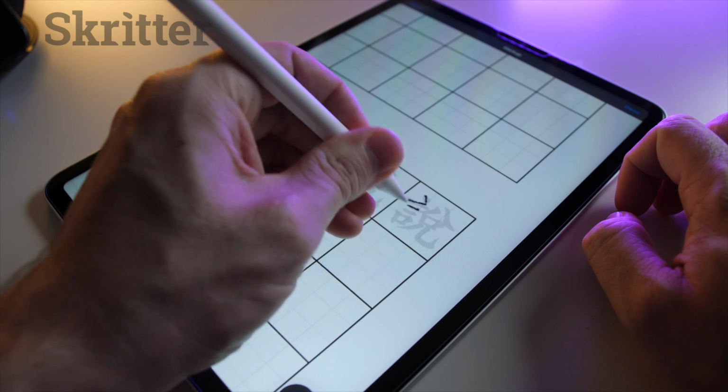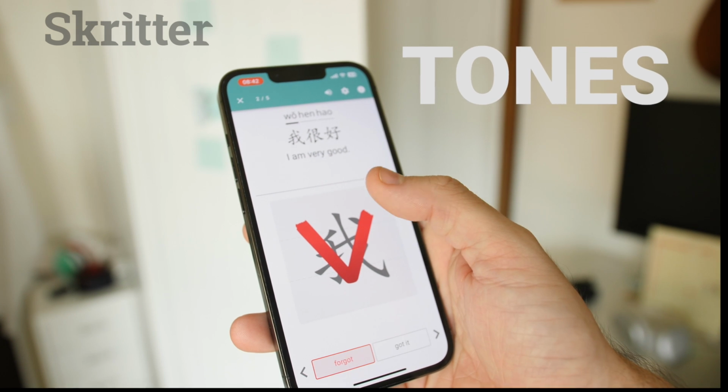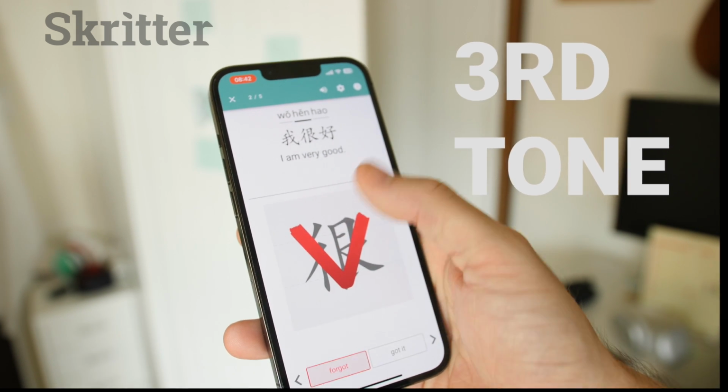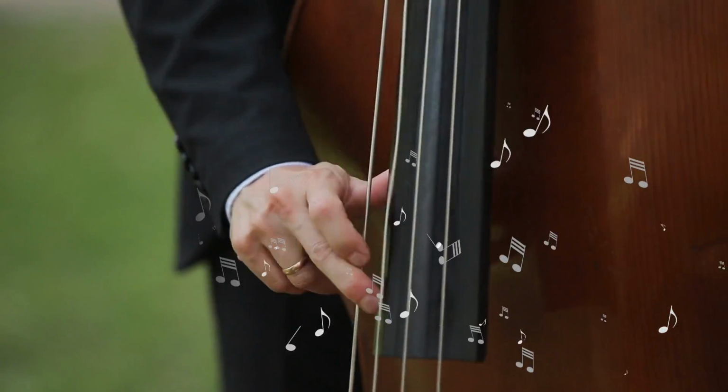One of the challenges I faced when I first started learning Mandarin was getting my head around tones, particularly the third tone. That's considered the most difficult one among all 4 tones because of its low pitch and how it changes in certain contexts. Luckily, we have Maria here to help us.